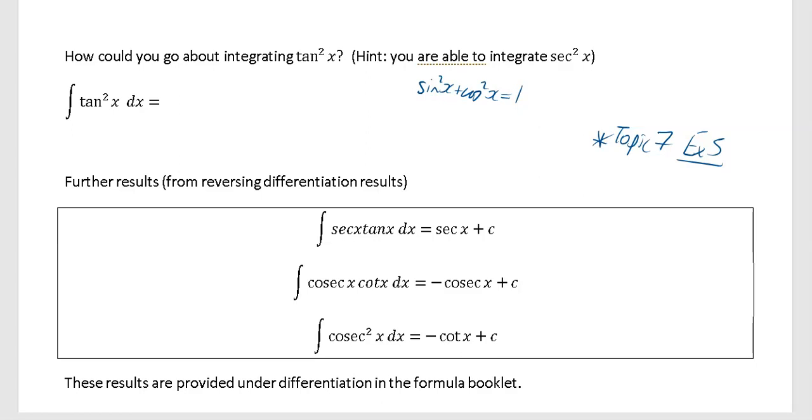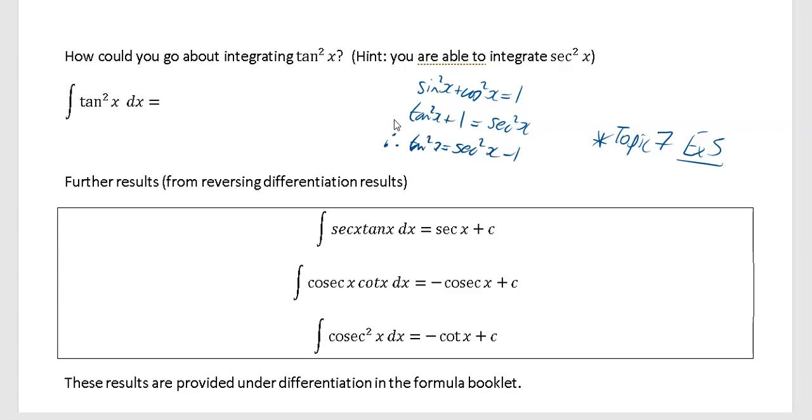So sine squared divided by cos squared is going to give you tan squared. Cos squared divided by cos squared is going to give you 1, and 1 divided by cos squared is going to give you sec squared x. So we know that tan squared plus 1 is equal to sec squared. That means that tan squared x is going to be equal to sec squared x minus 1.